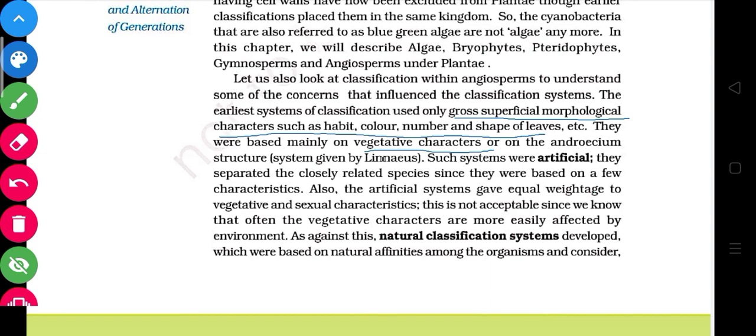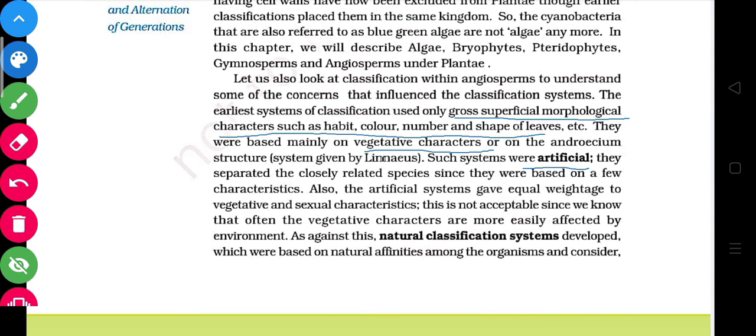Okay, and such systems were artificial. They separated the closely related species since they were based on a few characteristics. Also, the artificial systems gave equal weightage to vegetative and sexual characteristics. This is not acceptable since we know that often the vegetative characters are more easily affected by the environment.